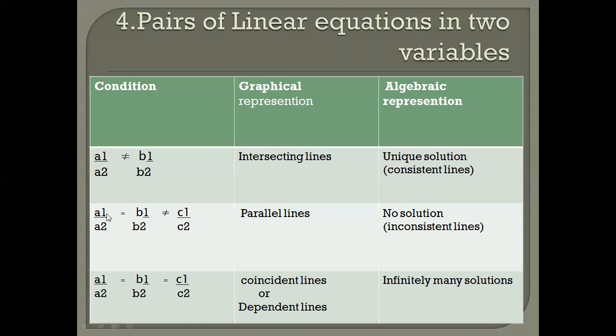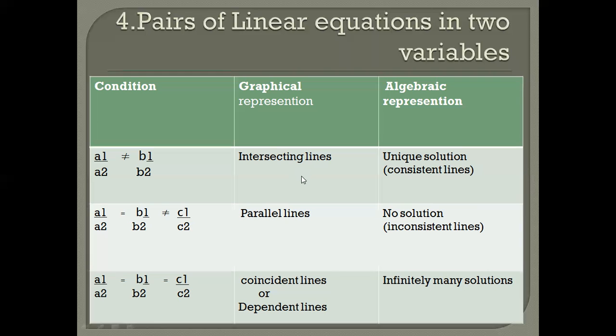Now, the second condition: a1 by a2 is equal to b1 by b2, which is not equal to c1 by c2. c1, c2 are the constants. Then they are parallel lines and they have no solution, and they are called inconsistent lines. Now, the third condition: a1 by a2 is equal to b1 by b2 is equal to c1 by c2. Then they are called coincident lines or dependent lines. They have infinitely many solutions.